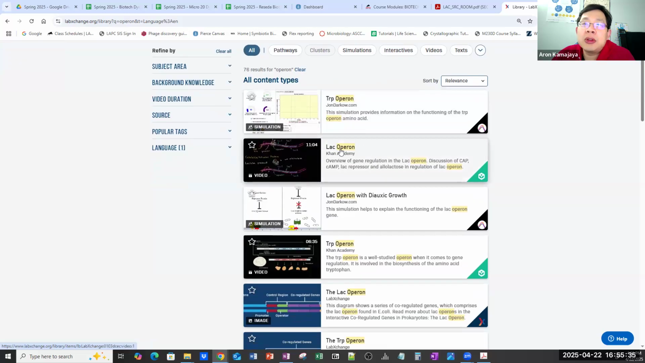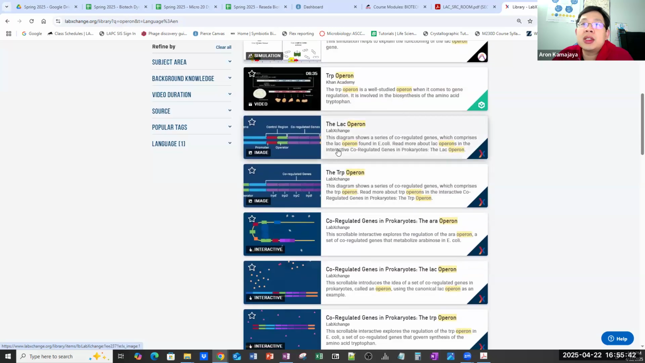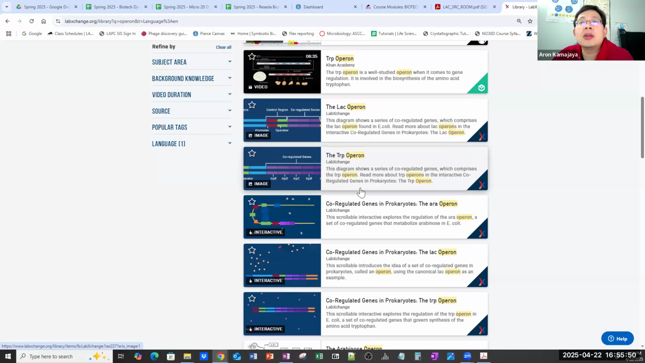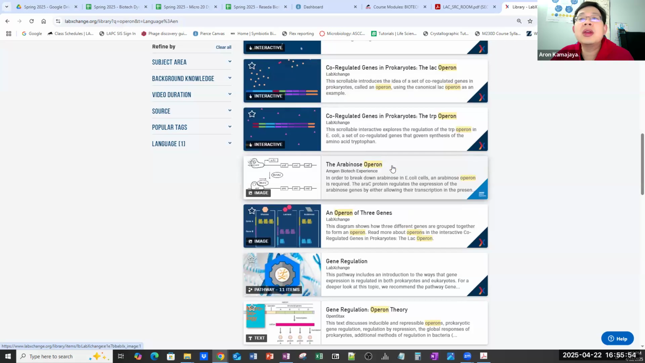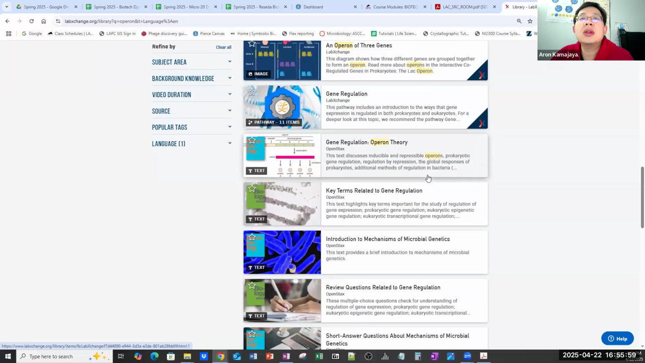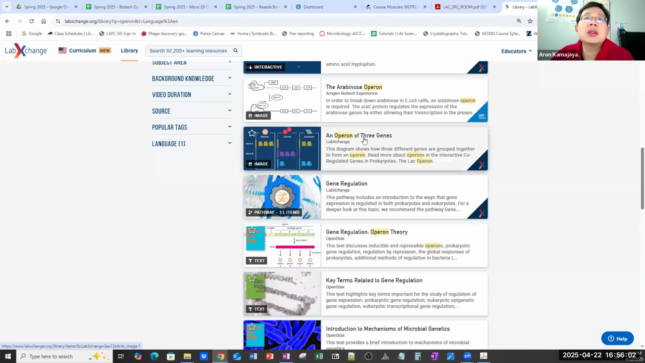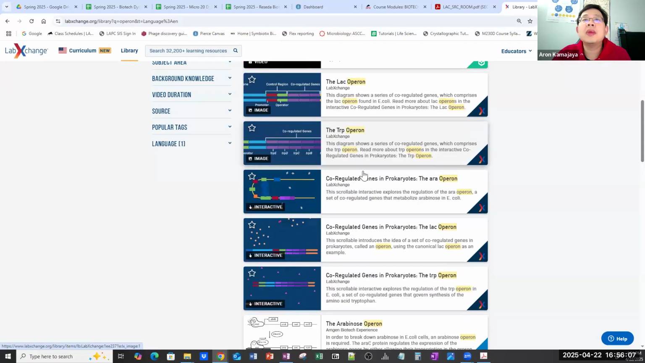Now they work with Khan Academy as well, so a lot of Khan Academy resources are over here too. Here's the lac operon, and there's a trp operon right here. Okay, we're not going to do trp operon, we can do the arabinose operon. Oh, there's the arabinose operon right here. Is that an operon of 3 genes? Let's see. Oh, this is lactose. Where's the arabinose operon? Here, the ara operon right here.